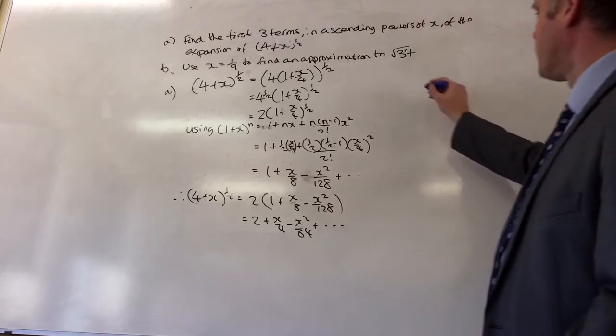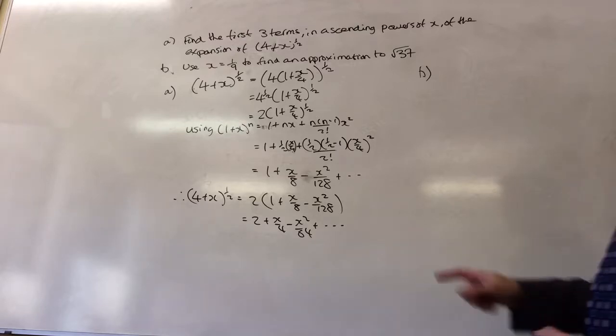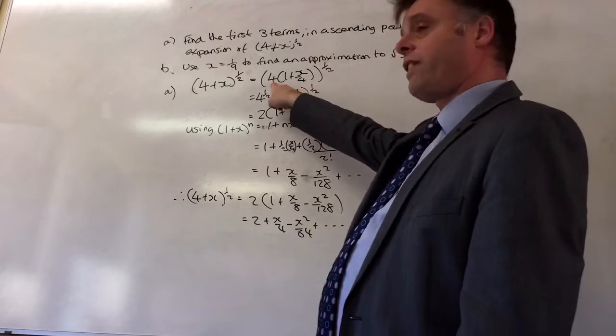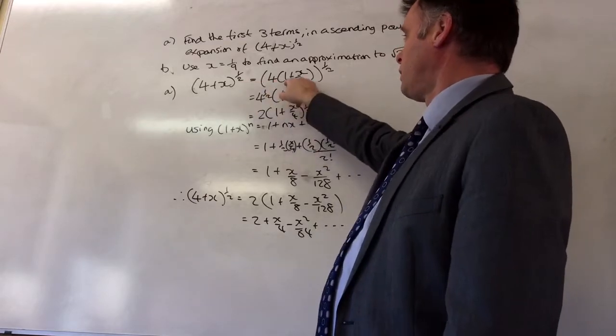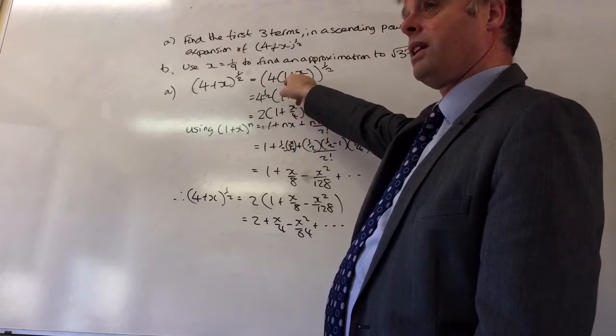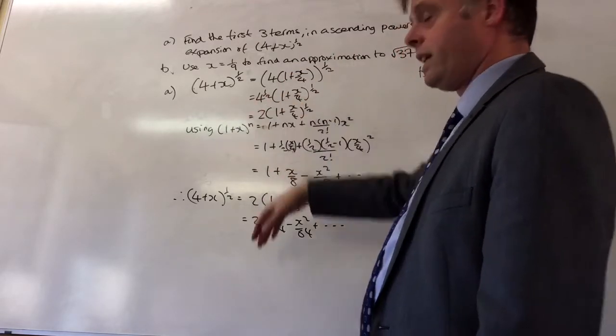So in part B, sorry, yes? What was that thing you just said just now? So what I'm saying is, don't forget when you take that factor of 4, that this has to be to the power of a half, along with the other bit as well. As I say, people will often forget that extra power there, and it'll lead to an incorrect answer as you go down.